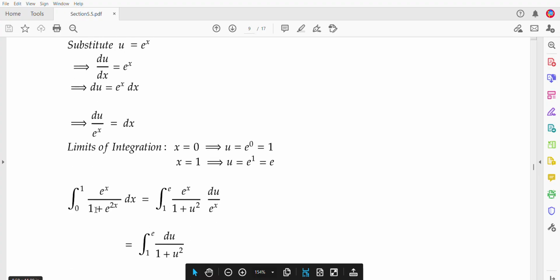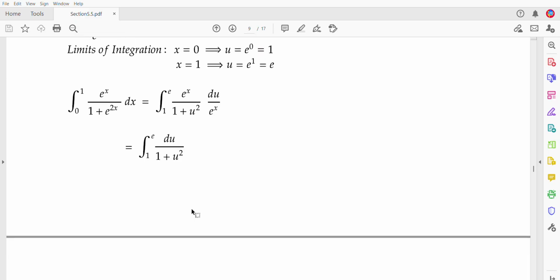0 becomes 1, 1 becomes e. The e to the 2x I don't know what to do with, but u is e to the x, so e to the 2x is u to the second power. dx on the other hand is du over e to the x, and they cancel. So this integral, now notice all presence of x is gone. You have the definite integral 1 to e du over 1 plus u squared, that is arctan.